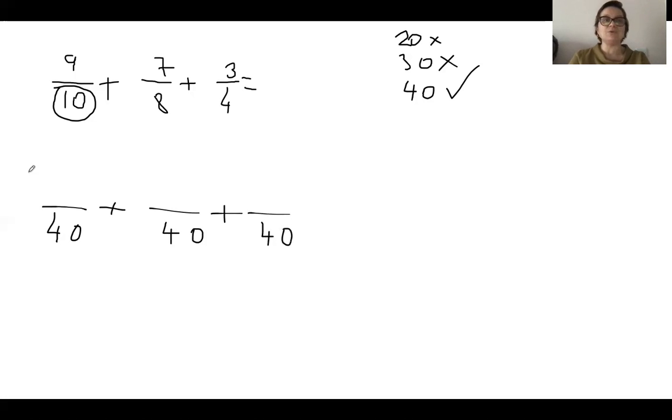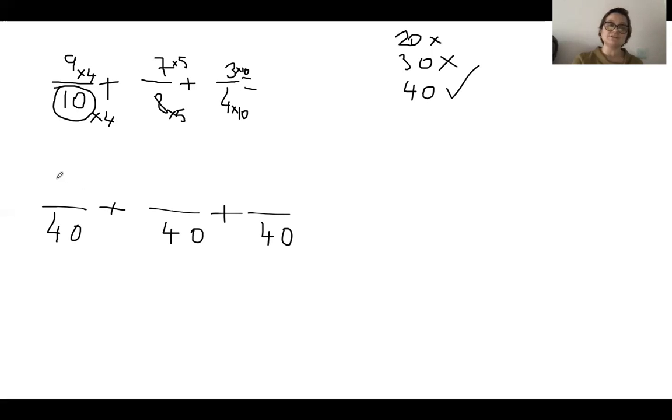Okay. And then we find out how many tens make 40. 4 tens make 40. That means you need to multiply the 9 by 4 as well. How many 8s make 40? 5 eights. That means we need to multiply the 7 by 5. How many 4s make 40? 10. Which means we need to multiply the 3 by 10. And again, we have to multiply up and down by the same number to keep the value of the fraction the same.